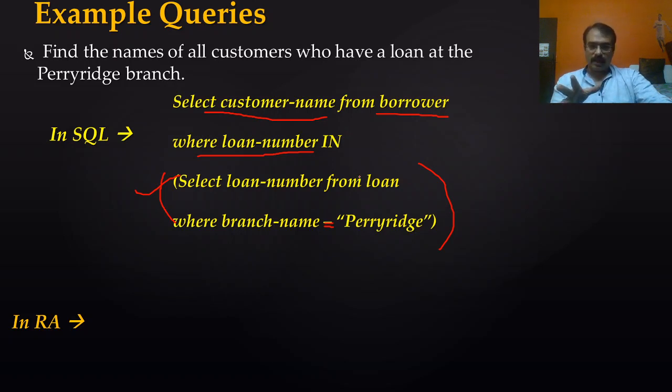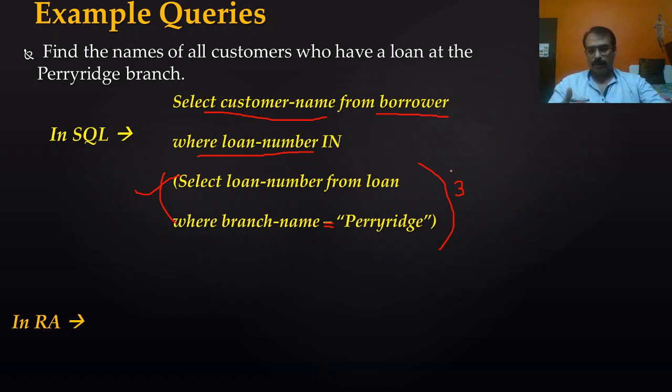Again, a Cartesian product is there even though we are using in, but the size will be reduced. In the previous case, as I said, borrower may have 10 rows and loan may have 20 rows, so that will be 200. But out of these 20, say only 3 are with Perrich. So 10 into 3, only 30. The size of the Cartesian product will be lesser. Previously it was 10 into 20. So nested query will produce smaller intermediate results and thus reduce the consumption of resources.